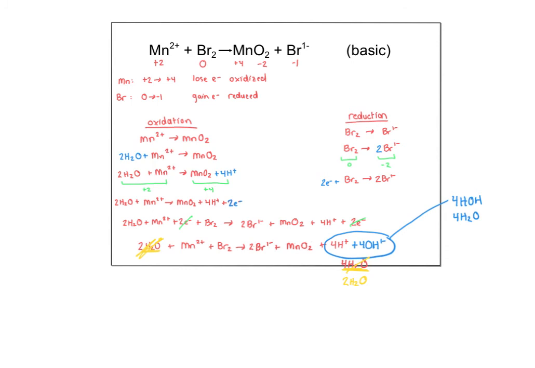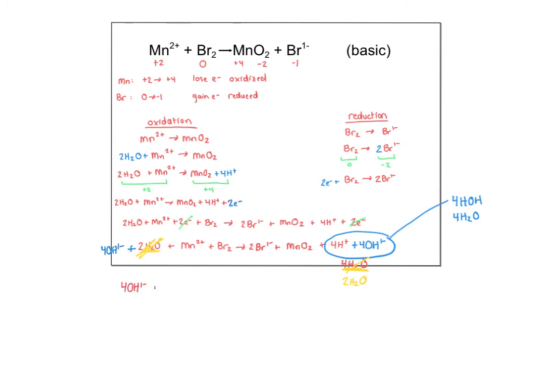So my final, and then I apologize, what we do to one side, we have to do to the other. So these OHs, we don't want to ruin all of our hard work balancing. So we're in basic solution. There's a ton of hydroxide floating around. So because I added 4 OHs to the right, I'm going to add 4 OHs to the left.